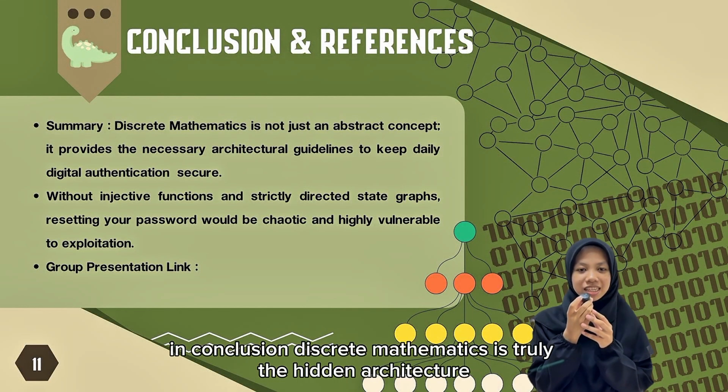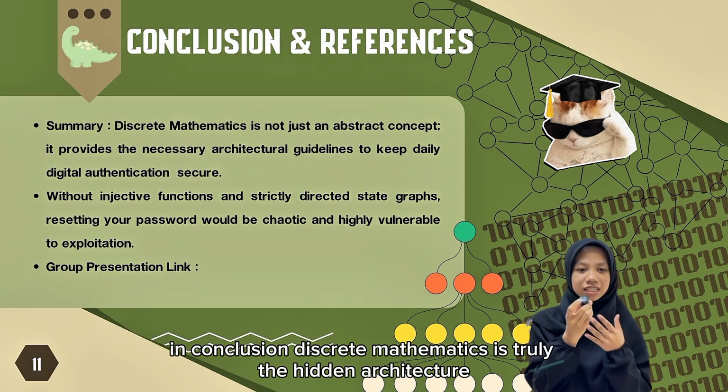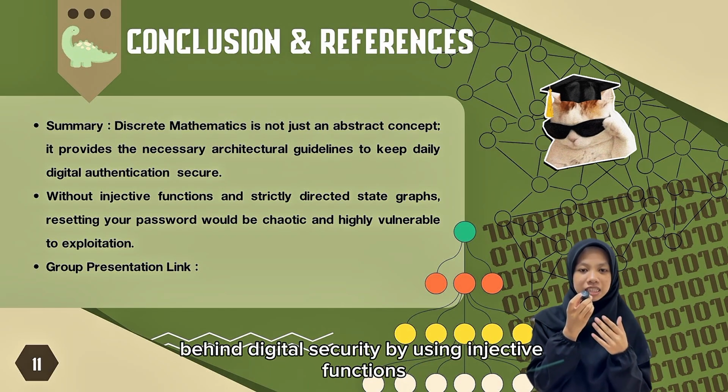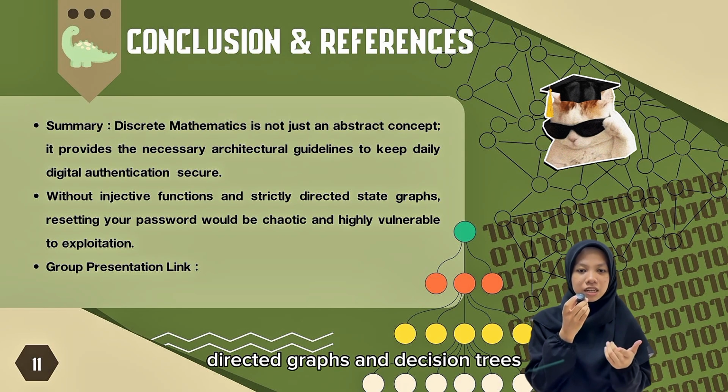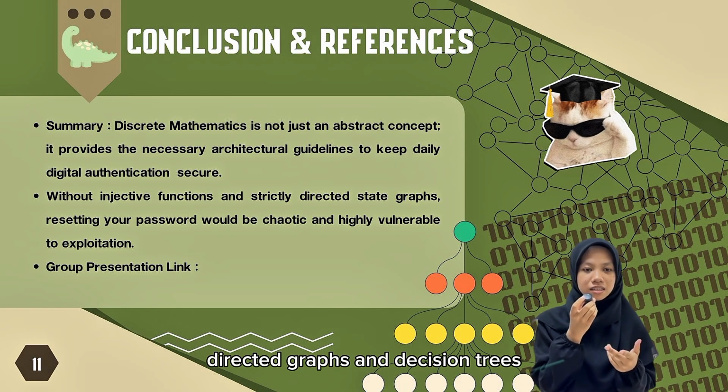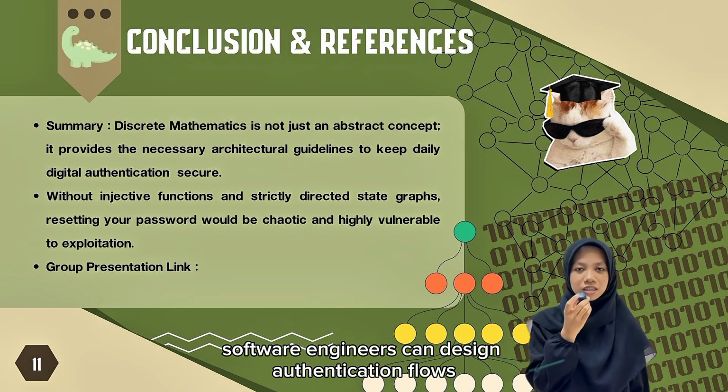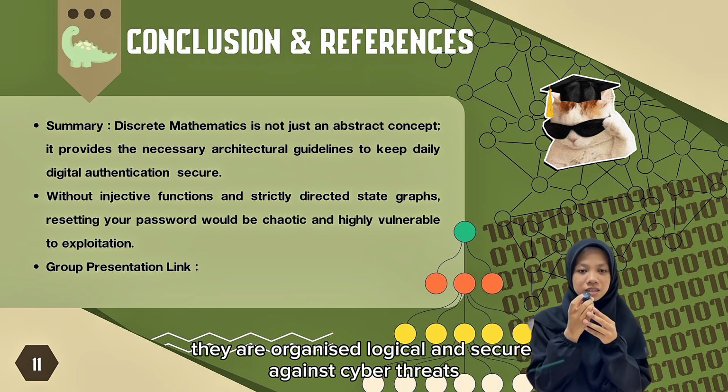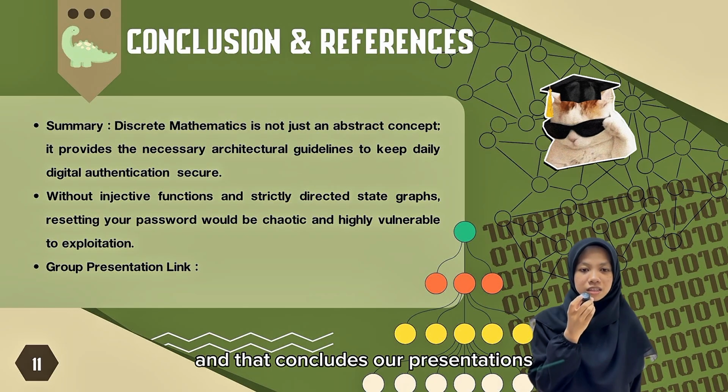In conclusion, discrete mathematics is truly the hidden architecture behind digital security. By using injective functions, directed graphs, and decision trees, software engineers can design authentication flows that are organized, logical, and secure against cyber threats. And that concludes our presentation.